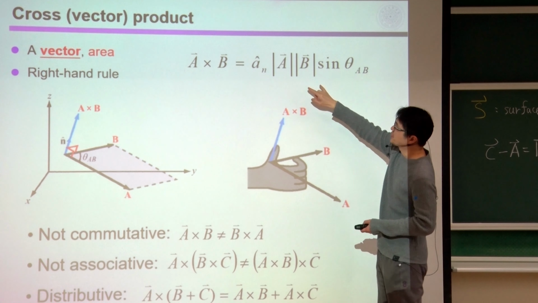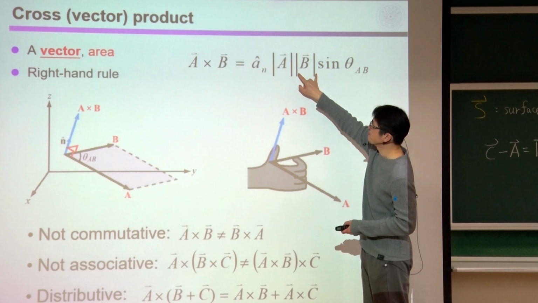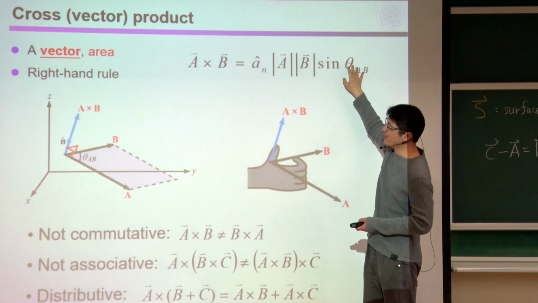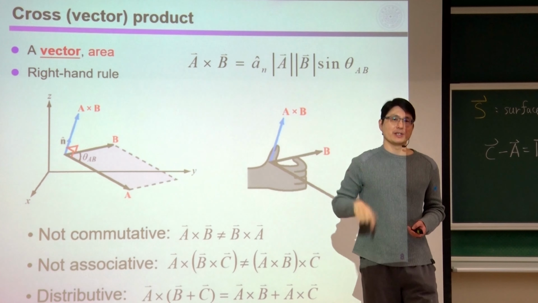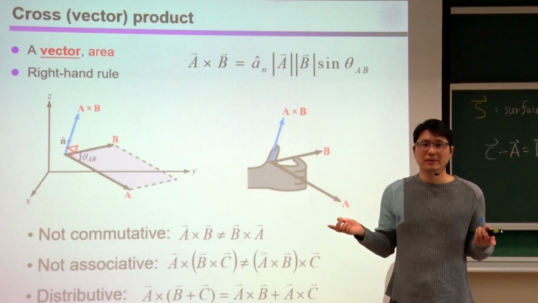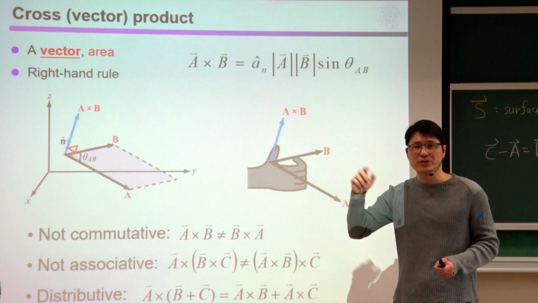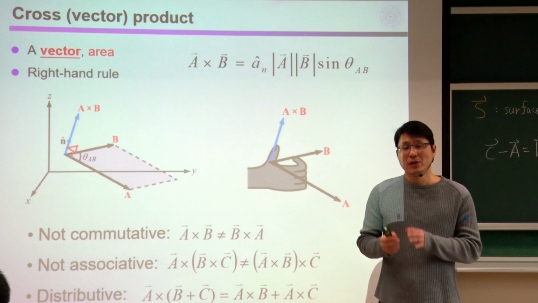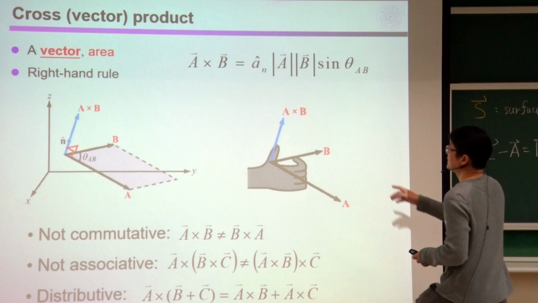What you learn during high school is the magnitude of A multiplied by the magnitude of B times sine theta. But then you have a unit vector before it. So what does that tell you already? The dramatic difference between the cross product, which is also the outer product, and the dot product is the result of the cross product.